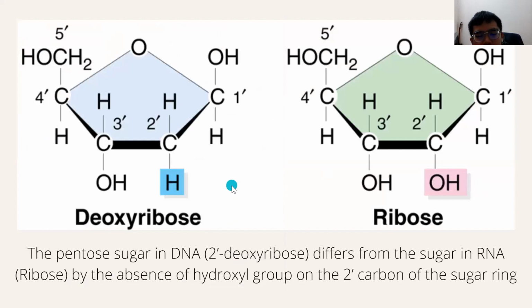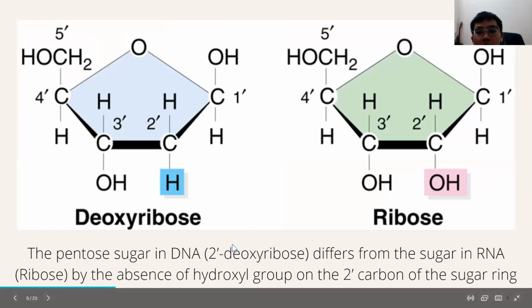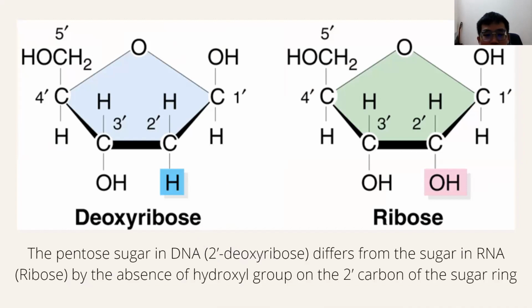For DNA and RNA, the difference is the pentose sugar. In DNA it is 2' deoxyribose, which is different from the sugar in RNA, ribose, by the absence of a hydroxyl group on the 2' carbon of the sugar ring. As you can see here, both are the same pentose sugar, but deoxyribose has a hydrogen here, while in RNA, the ribose sugar has a hydroxyl group here.